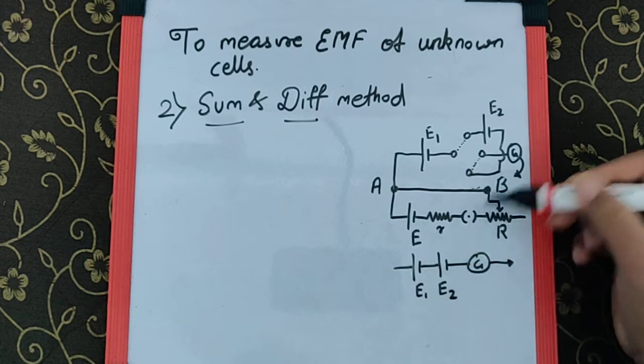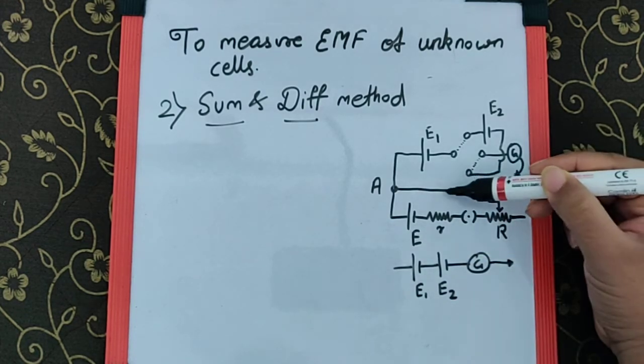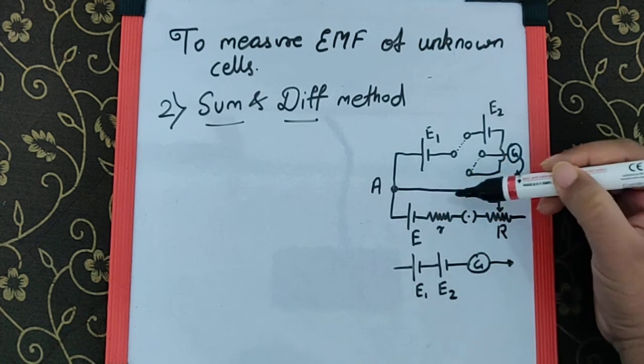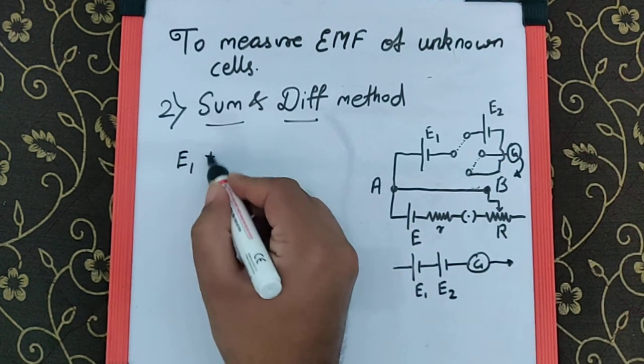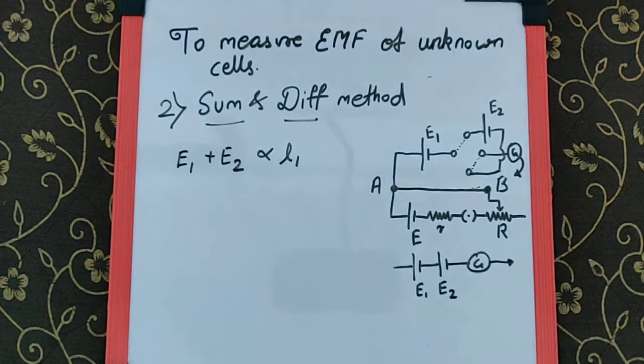Now in this condition, if you take the jockey and tap it on wire AB and find a point where the galvanometer shows null deflection or zero deflection, we can say that length is L1, it is balancing E1 plus E2. So E1 plus E2 becomes directly proportional to L1.